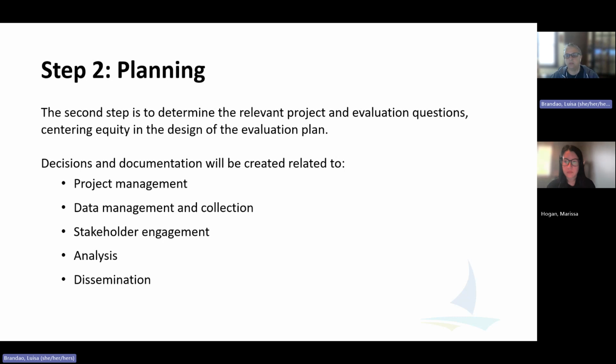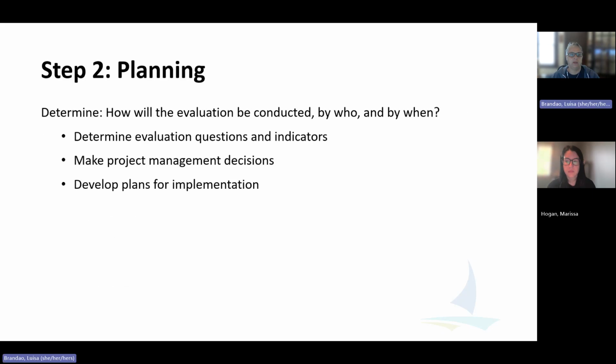And that's really important, to be thinking ahead, even prior to collecting data, about how you're going to disseminate and inform people of the results, because that is the whole purpose of evaluation and collecting data. You don't collect data if you're not going to be sharing it with people. So in planning, you're going to talk about how the evaluation is going to be conducted, by whom, and when. You're going to talk about determining evaluation questions and indicators, making project and management decisions, and developing the plans for that implementation.